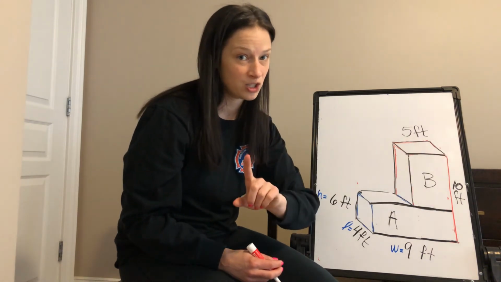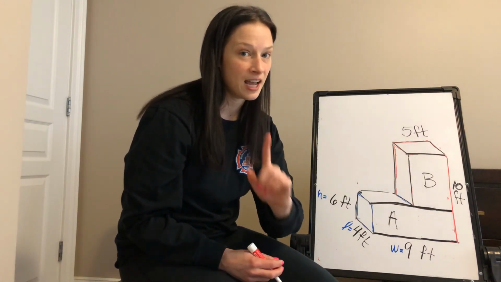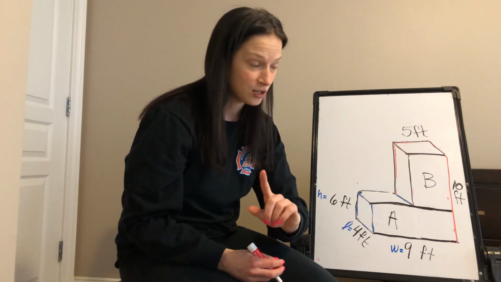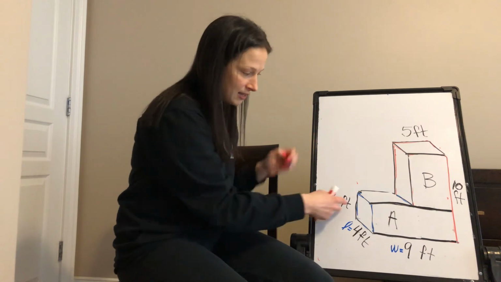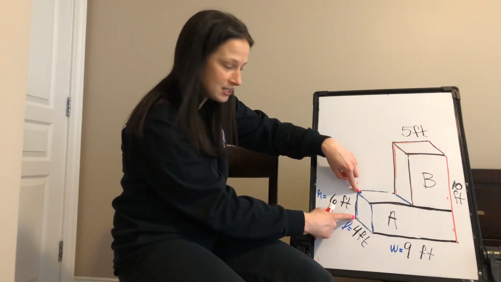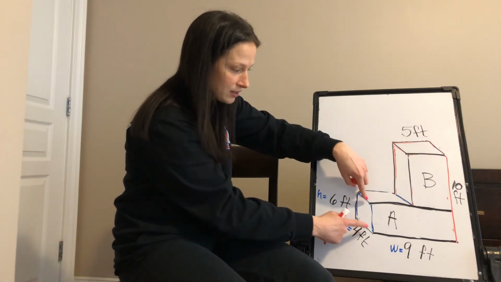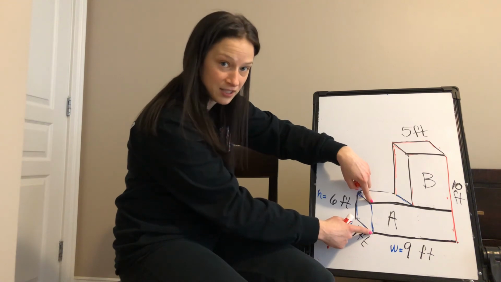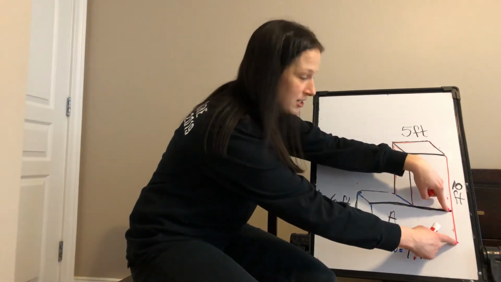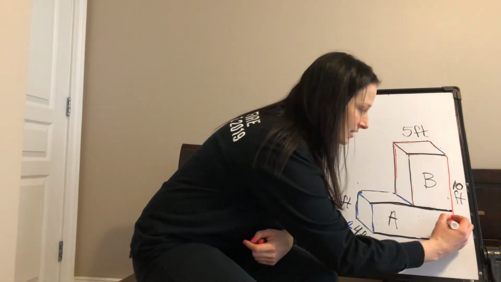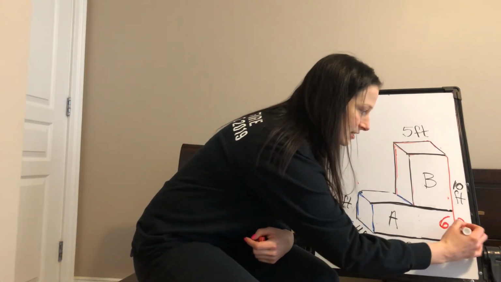So let's come back to the Triscuits. Opposite edges are equal lengths. So if I know the height from here to here is 6 feet, then I know the height from here to here is 6 feet. And then I know that this piece, not drawn to scale, is 6 feet.